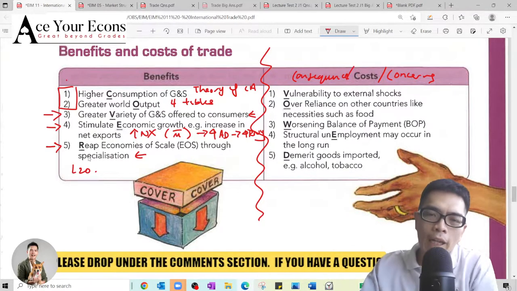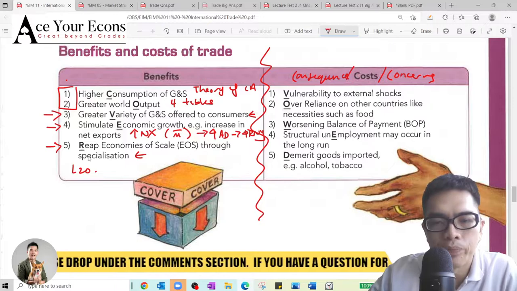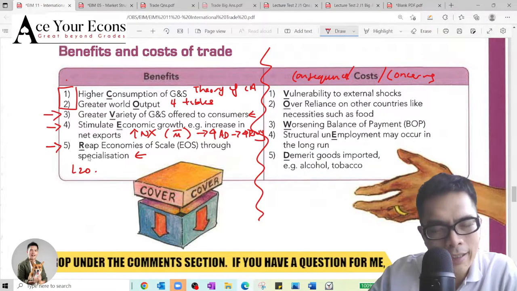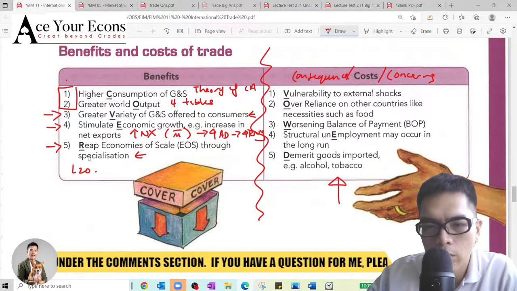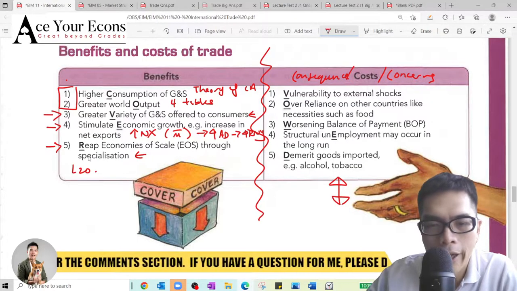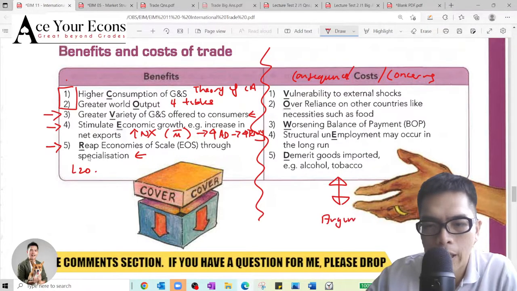So you realize that the second column here is closely related to arguments for protectionism, which we will be covering next week.